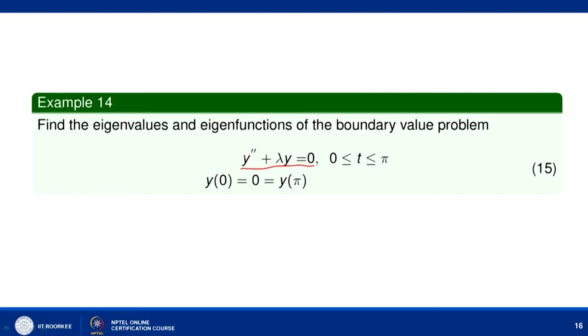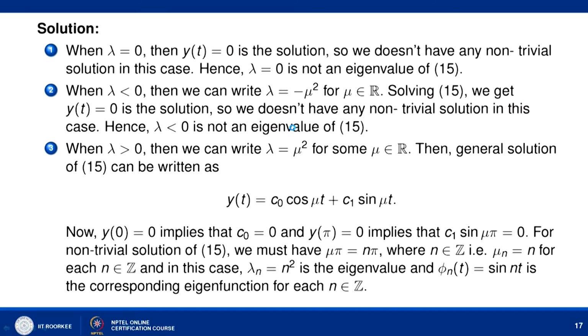So it means that this system is a regular Sturm-Liouville boundary value problem, because here the endpoints are finite and the coefficient of y'' is non-zero. We want to find the parameter λ for which we have a non-trivial solution, for which let us consider several cases. Since λ is a real number, it can take either a zero value, a positive value or a negative value. So we will consider them one by one.